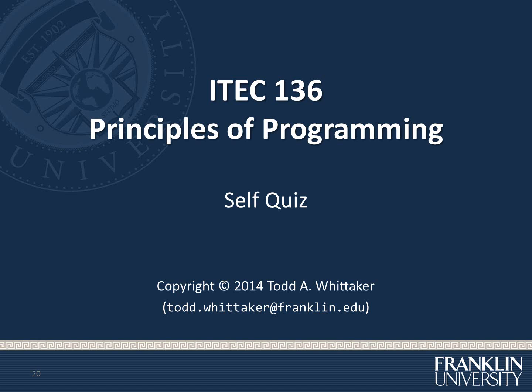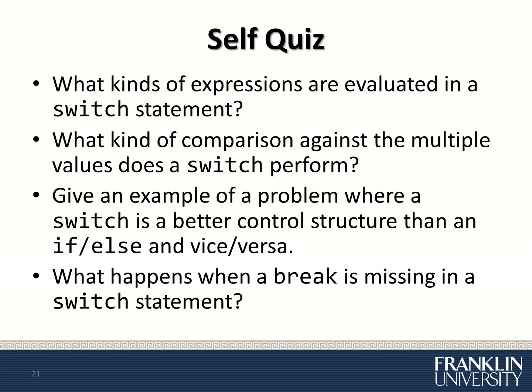So now you should be able to answer the following questions. What kinds of expressions are evaluated in a switch statement? So when we have that expression up at the top that says switch and then in parentheses an expression, what are the data types that can come in parentheses there? What kind of comparison do we perform against the multiple values in a switch? Give an example of a problem where a switch is a better control structure than an if-else, and vice versa, where an if-else is better than a switch. What happens when a break statement is missing from within a switch option?